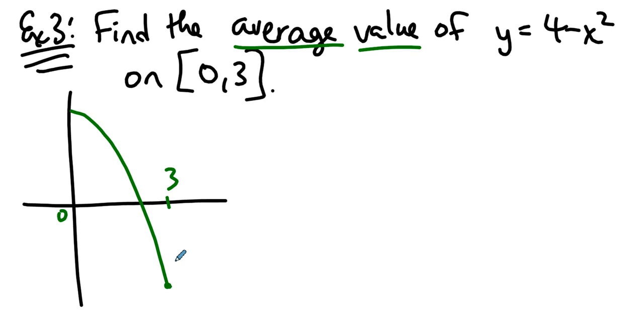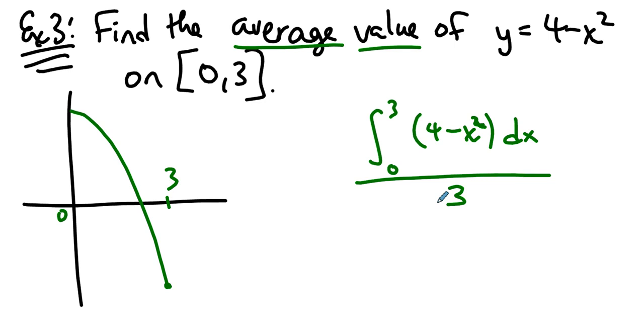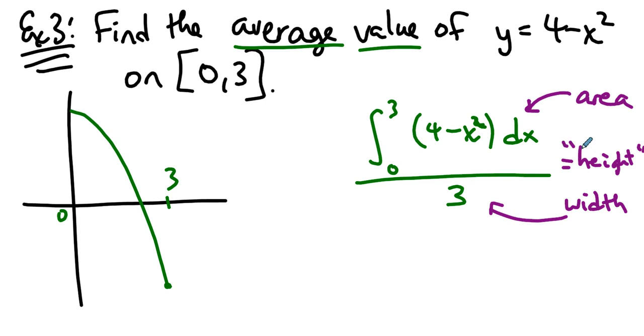So here's what we do instead. We say that the average value is the integral from 0 to 3 of 4 minus x squared, divided by the length of the interval. It's the integral divided by the length of the interval. What does this do? Well, this part is an area, and this part is a width. So what the integral does is it basically trades out our region for a rectangle whose area is known. And then we divide that by the width, and it gives us a height. And that height is the average height of the function on the interval.